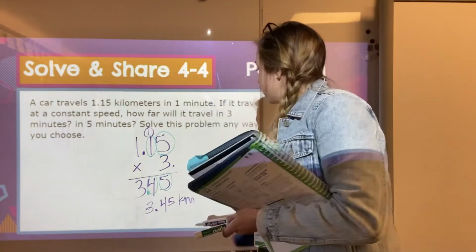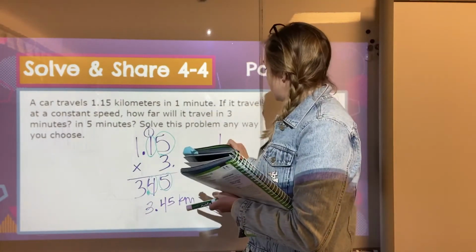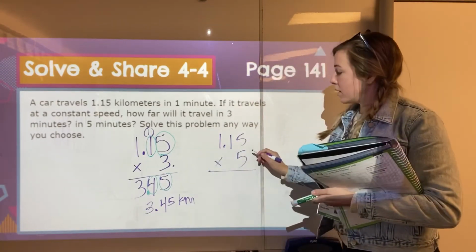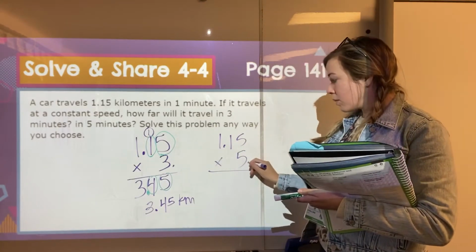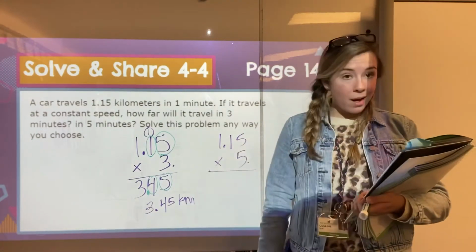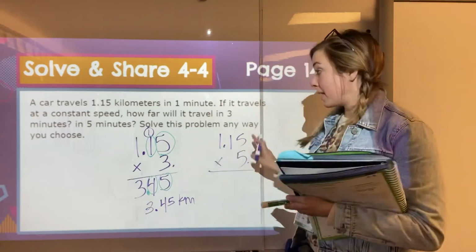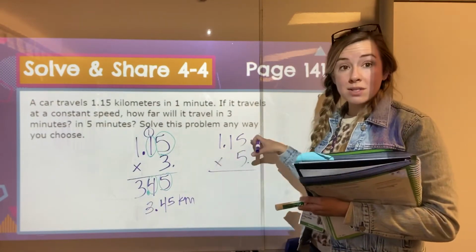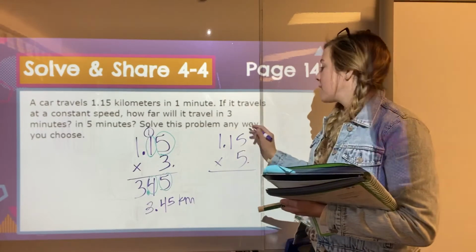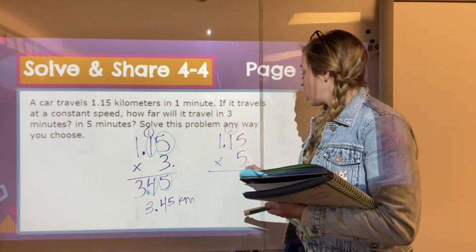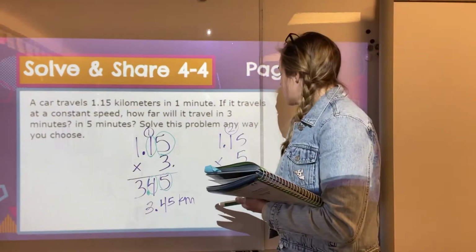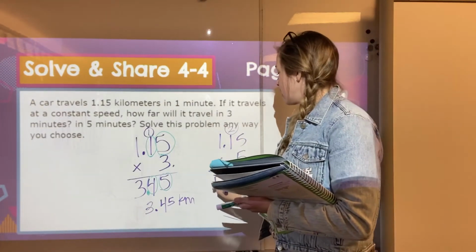So let's try it for our 5 minutes. So I'm going to ignore, remember, my decimal would be here at the end of my 5 because it's just a whole number. And I don't line them up when I'm multiplying. I just put my numbers in. I put the longer digits on top, my shorter digits on the bottom, and then multiply. So 5 times 5 is 25. Circle it, don't forget it. 5 times 1 is 5, plus 2 more is 7. 5 times 1 is 5.